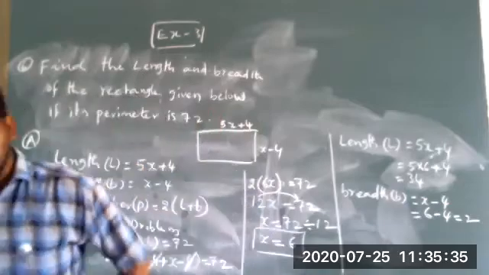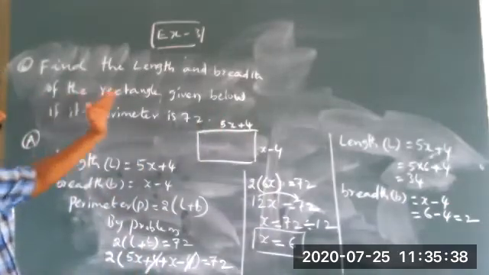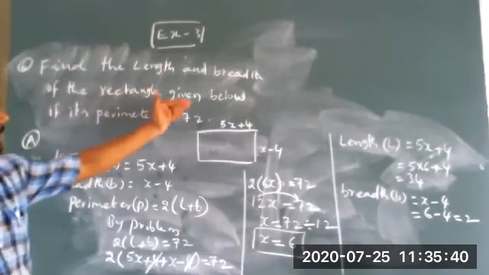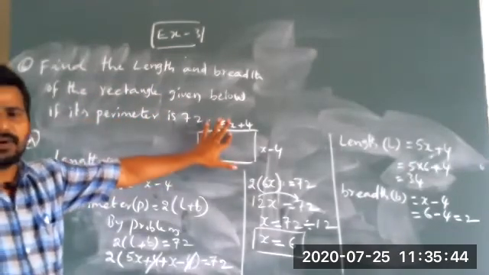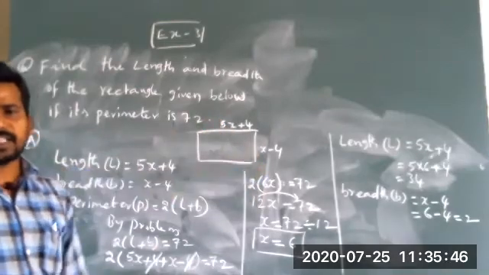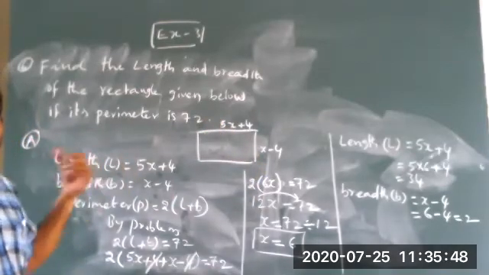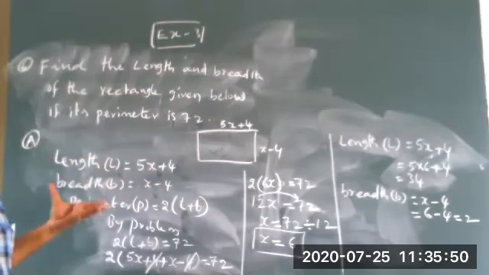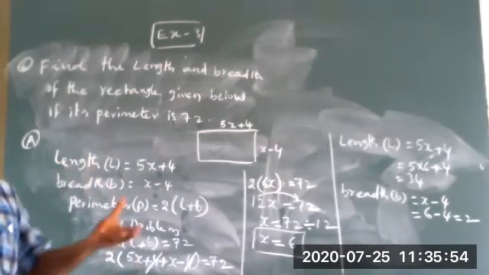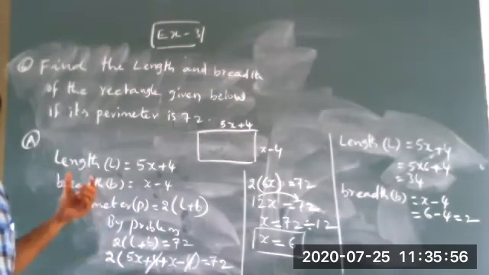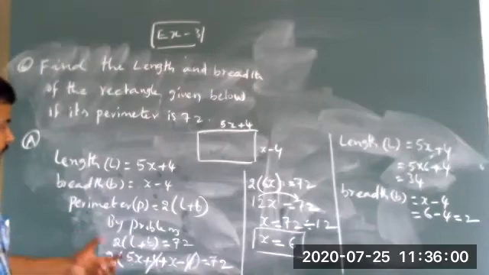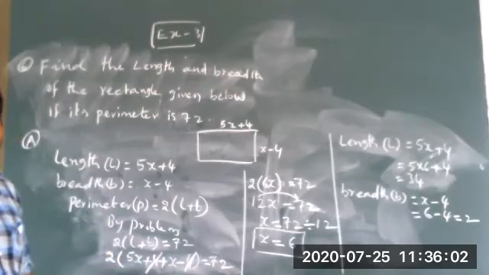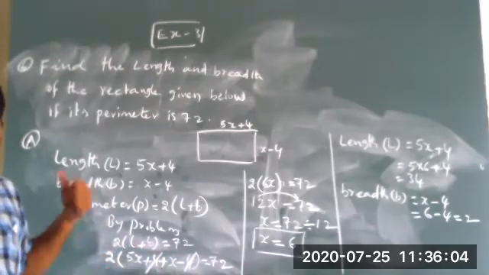Once again, listen. Find the length and breadth of the rectangle given below. Its perimeter is 72. This is the diagram. Length equal to 5x plus 4, breadth equal to x minus 4. Perimeter equal to 2 of L plus B. According to the problem, 2 of L plus B is equal to the perimeter. That means 2 of 5x plus 4 plus x minus 4 equal to 72. So simplification, 5x plus x is 6x, plus 4 minus 4 both are cancelled.